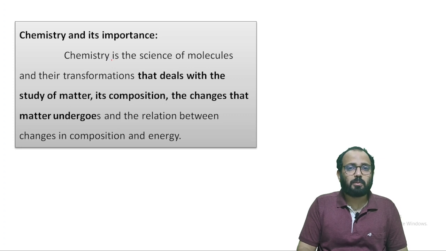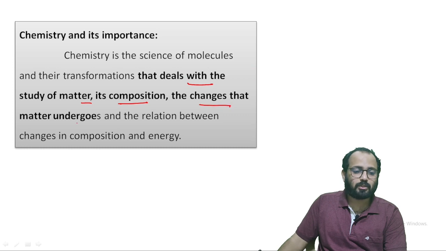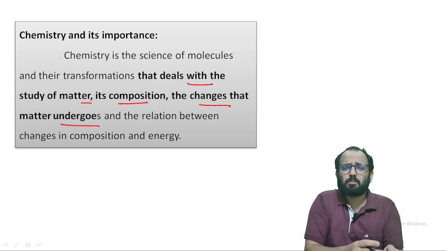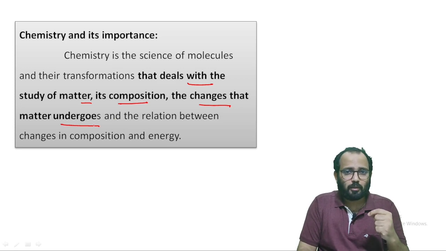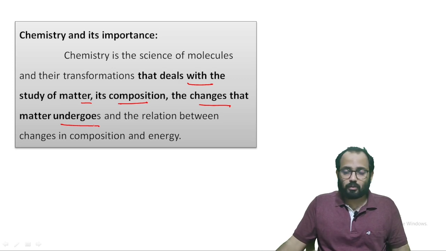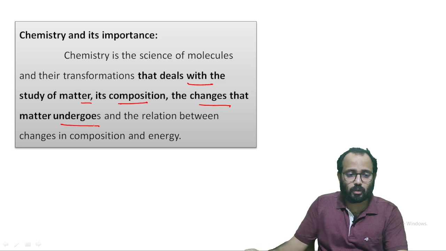First we'll be understanding what chemistry is and what its importance is. Chemistry, of course, is a science of atoms and molecules. It's a branch of science which deals with the study of matter, its composition and the changes that matter undergoes. Simply we can say chemistry is a branch of science which deals with the properties, preparation and structure of matter. And you know what matter is, right? Matter is something which has mass and occupies space. Fine, that is more than enough.